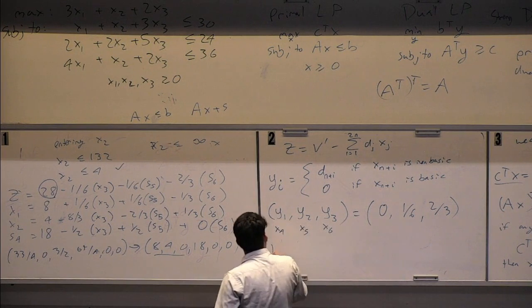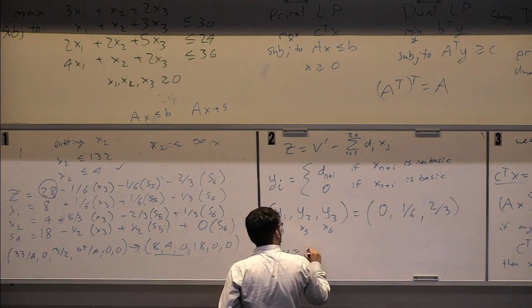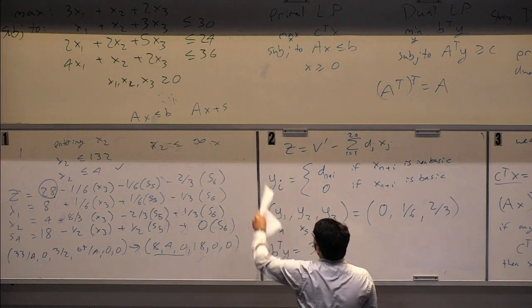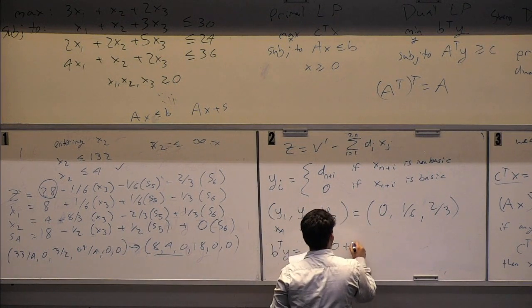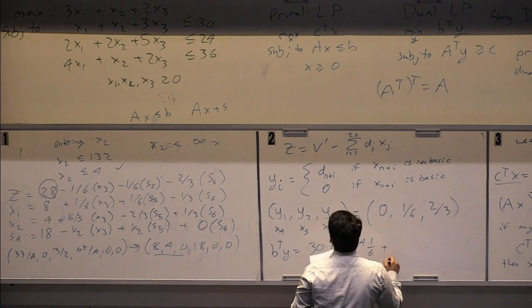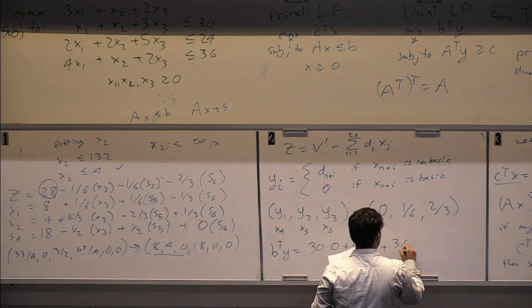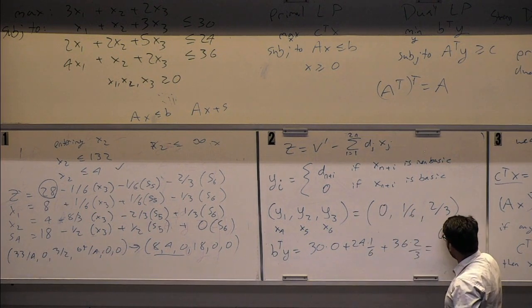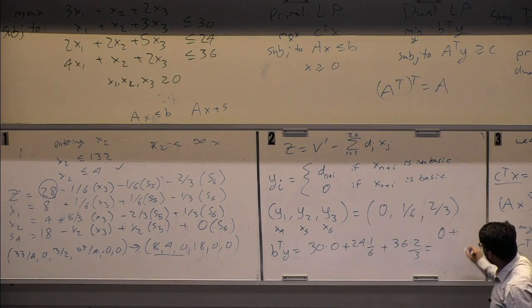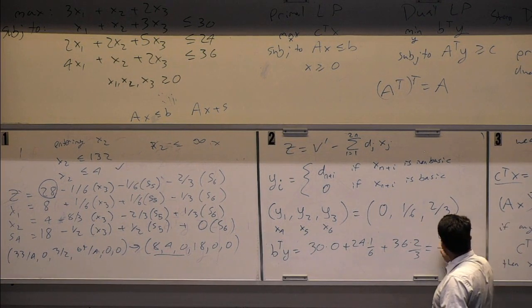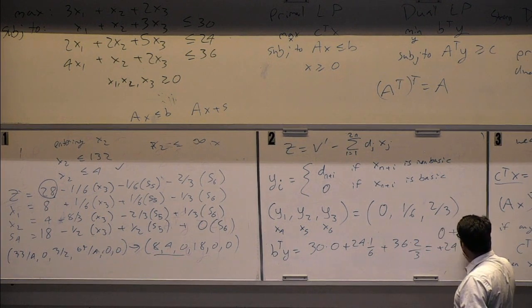what is B^T y? That's going to equal 30 times 0. So we have 30, 24, 36. So that's 30 times 0 plus 24 times 1/6 plus 36 times 2/3. That's going to be equal to 0 plus, what's the 6th of 24? It's going to be 4. And what's 2/3 of 36? That's going to be 24. 24 plus 4 is 28.